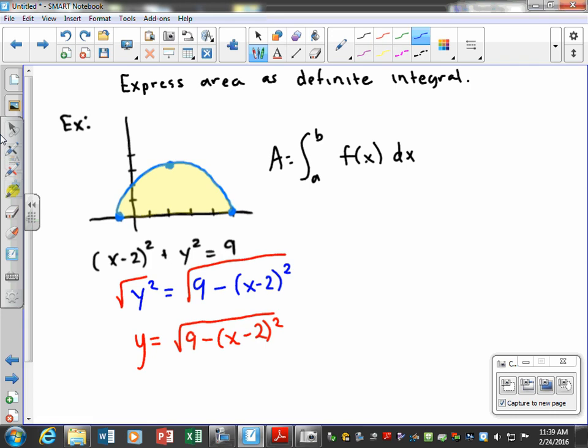So now we can come back to our area. Our lower limit is going to be what? It looks like -1 and 1, 2, 3, 4, 5. So from -1 to 5, f of x is going to be the square root of 9 minus (x minus 2) squared, and then we have dx. Okay, so good job there.